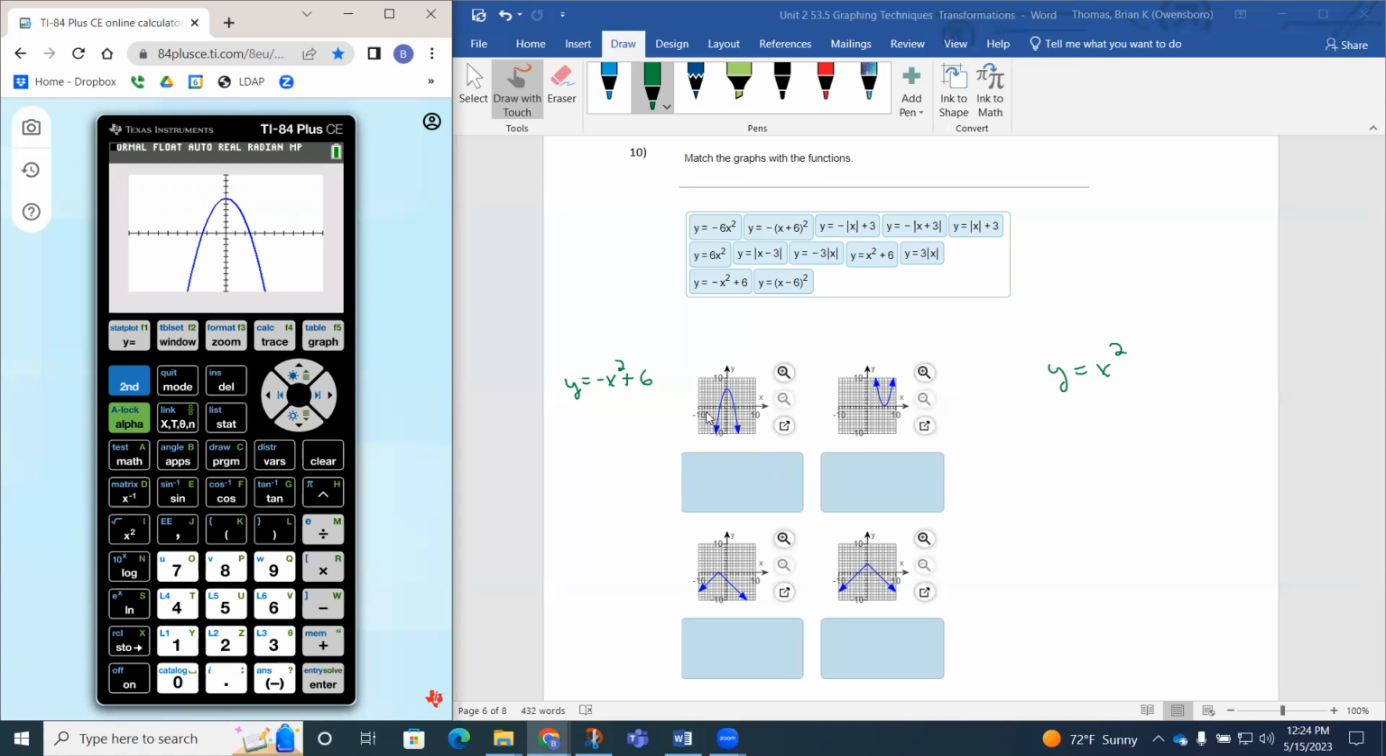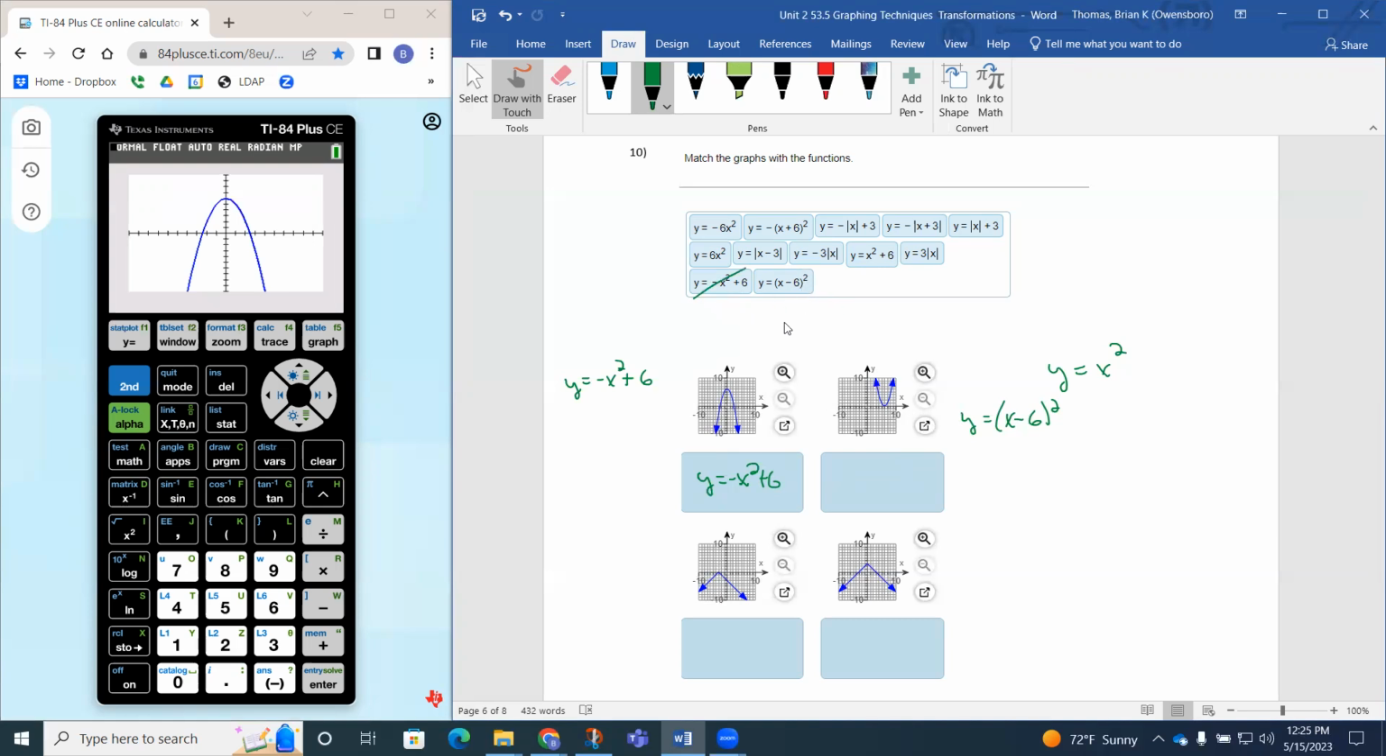The other one looks like all we really have is a shift to the right. If it's a shift to the right, we should have a minus sign inside there. So we should be looking at y equals x minus six squared, probably, for that one. This first one was y equals negative x squared plus six, and this one should be x minus six squared. So we've already done that one.